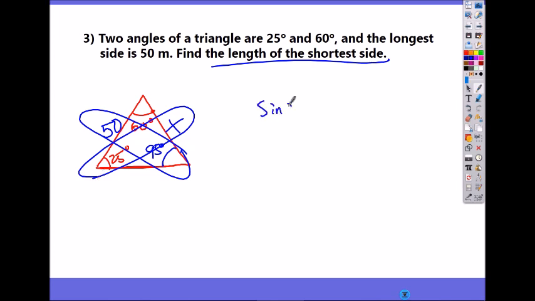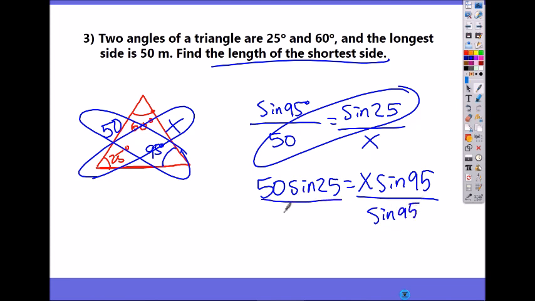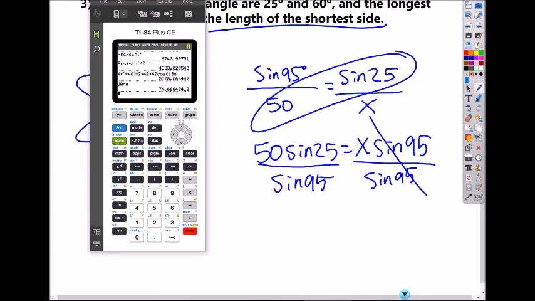So sine of 95 degrees over 50 equals sine of 25 over x. Law of sine, cross multiply them. So it's 50 sine of 25 equals x times sine of 95. So now divide by sine of 95 from both sides. I get 50 sine of 25, press enter, divide by sine of 95. So I get 21.212.